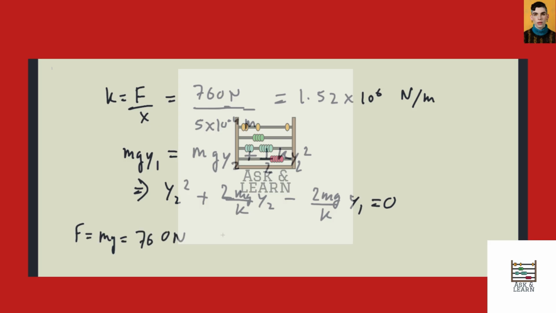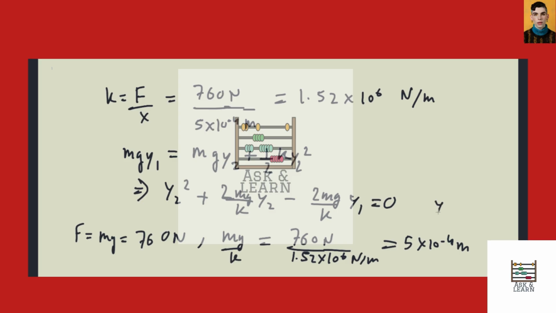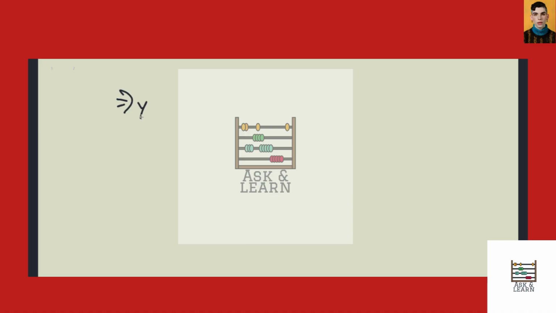and mg over k is 760 over 1.52 times 10 to the 6 newtons per meter, and that is basically 5 times 10 to the negative 4 meters, or 0.5 millimeters, which I guess we already knew. But so yeah, that's mg over k, and y1, as we know, is 1 meter. So we can put that all together here, y2 squared plus 2 times 5 times 10 to the negative 4.